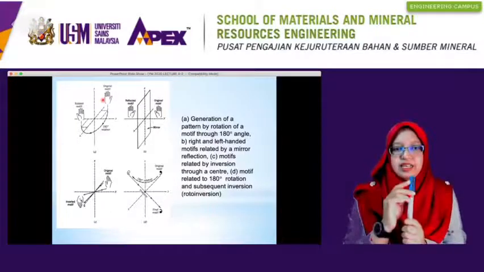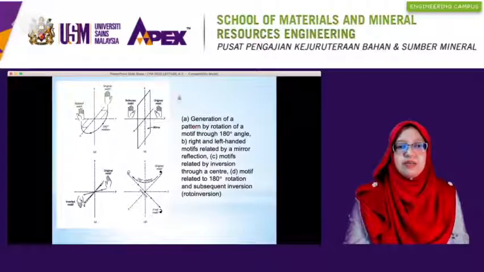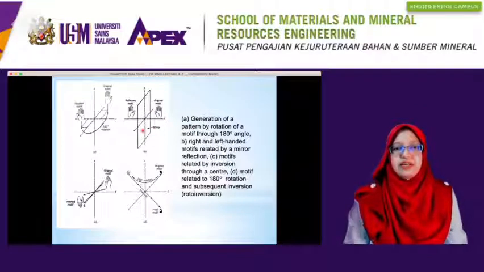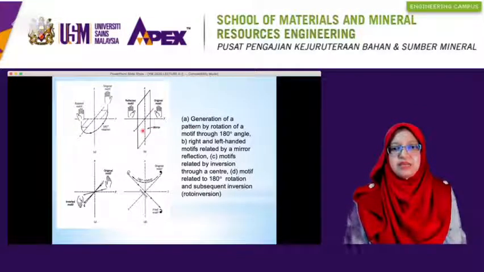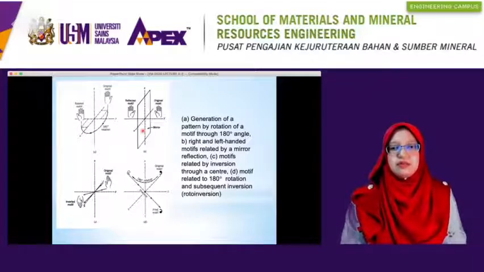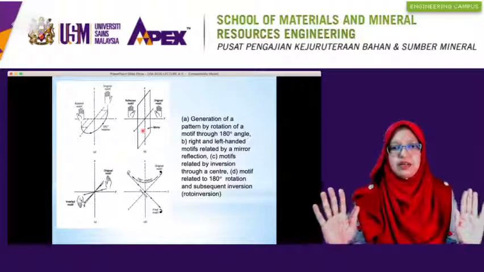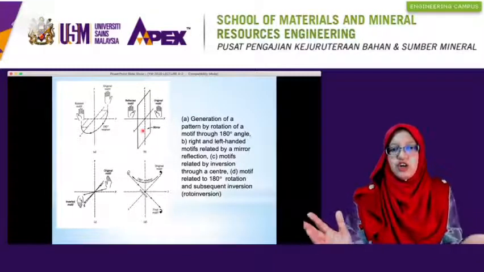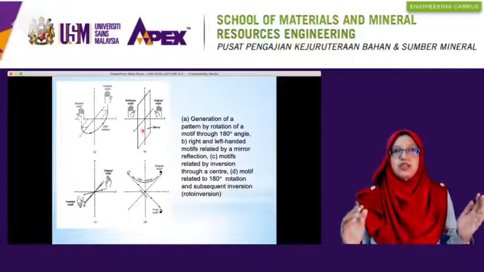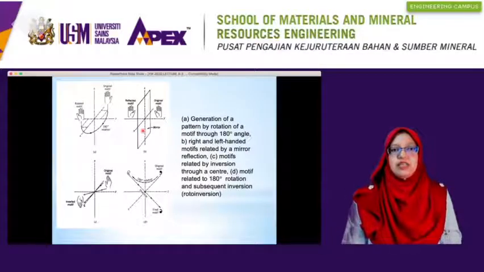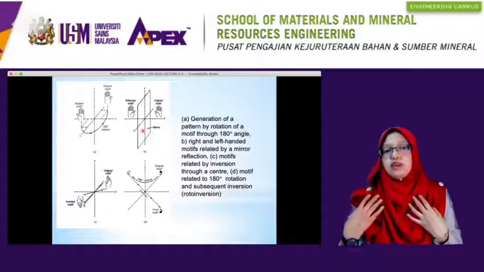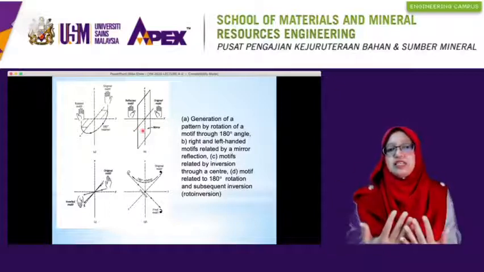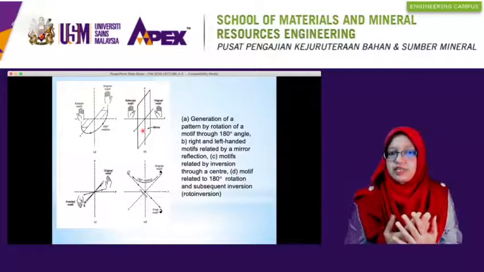Get it? Then we have mirror. For mirror it is very easy. Right and left hand motifs are related by a mirror reflection. The easiest way is to imagine you stand in front of a mirror, so yourself is the original motif, then you have a mirror and you can see the reflected motif of yourself.